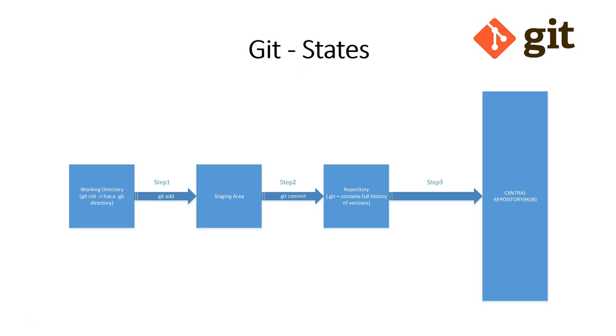Apart from these three states, there is a fourth state. It's called the remote repository. This remote repository is hosted on a Git-based central hub like GitHub. Developers can push their local repositories to this area for collaboration with other developers in their project.